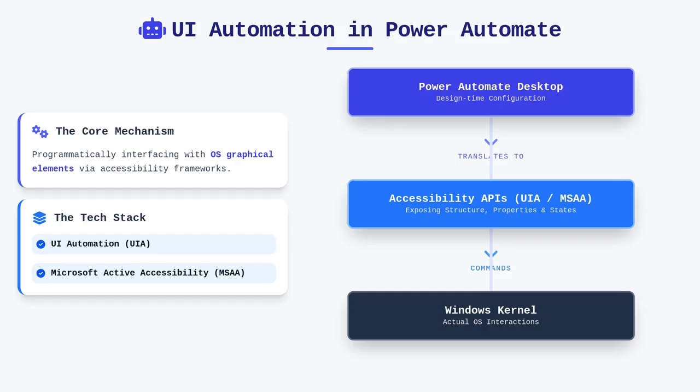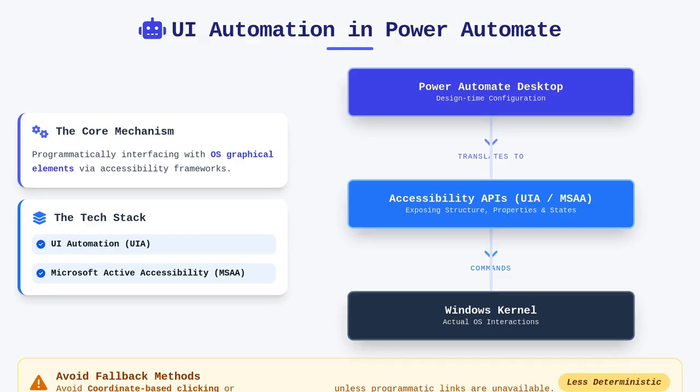Understanding this dependency is vital because it explains why some applications are naturally easier to automate than others. If an application developer strictly follows the guidelines for these accessibility frameworks, the bot will communicate with the controls directly and reliably. If they do not, we often find ourselves needing to fall back to less deterministic methods like coordinate-based clicking or image recognition, which we should always avoid if a direct programmatic link is available.